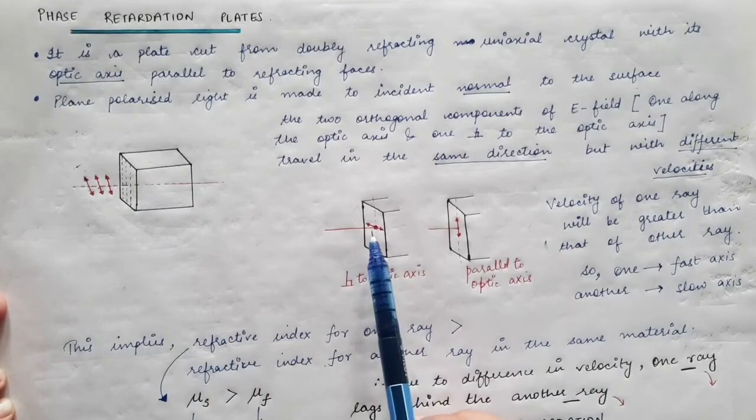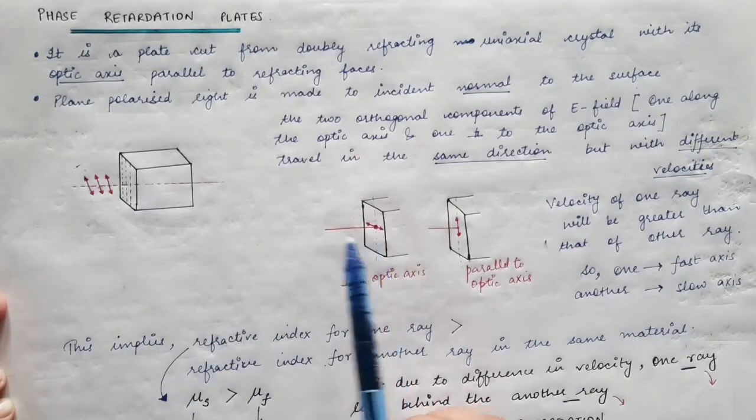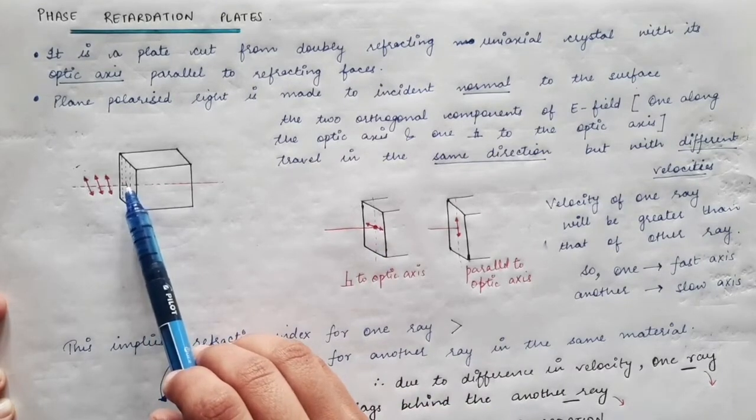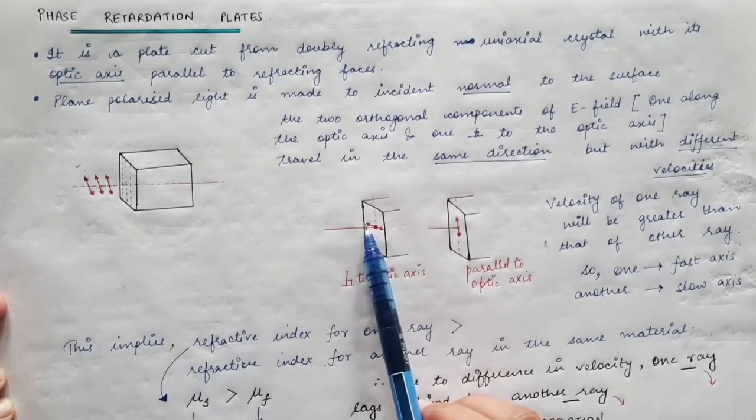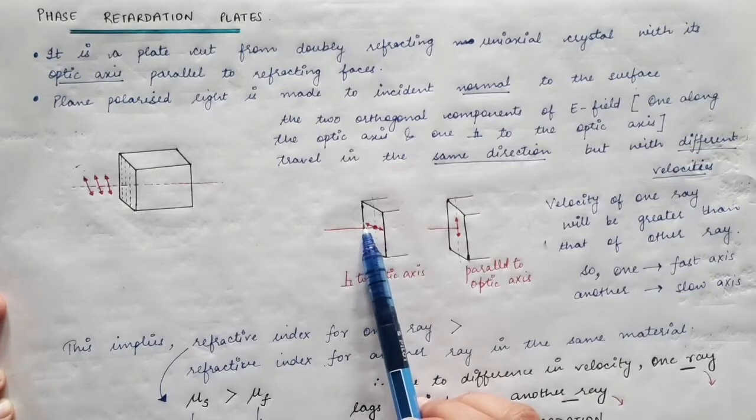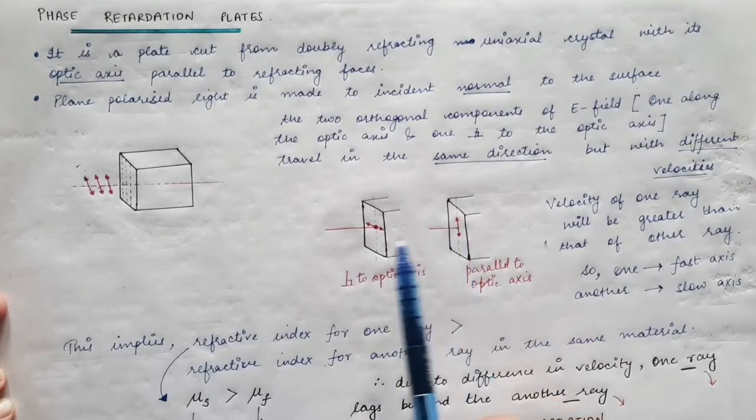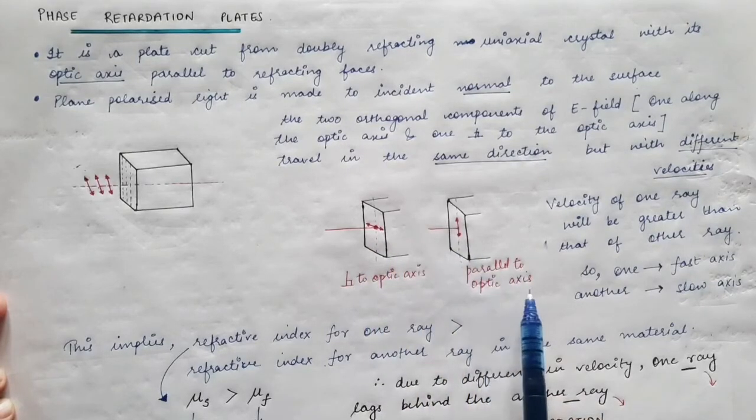So I have taken the two components. I have divided the electric field component into two parts. When these electric field vibrations fall on this plate, the component of the electric field can be divided into two orthogonal components. One will be perpendicular to the optic axis and another will be parallel to the optic axis.